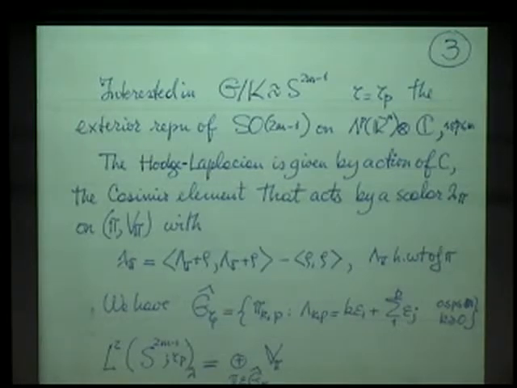complexified. So the Hodge Laplacian is given essentially by the action of the Casimir element, that is a central element in the universal enveloping algebra of the Lie algebra. And the Casimir element acts by a scalar, which we call lambda_pi, on each irreducible representation pi. So the scalar looks like that. This is an inner product, and this is the rho of Lie theory, so it's 1/2 the sum of the positive roots. Lambda_pi here is the highest weight of pi, which will determine pi completely.